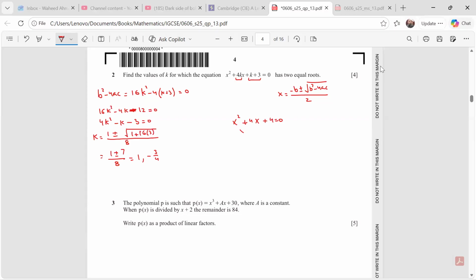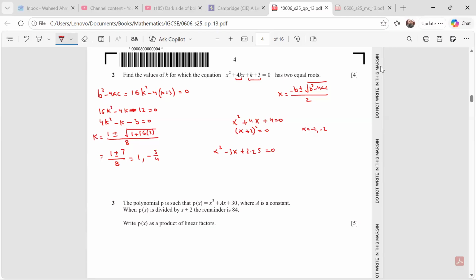And this is the same as (x + 2) whole square, right? So of course, both of the roots are x = -2. Okay, if I put the second value, -3/4, this equation will become x² minus 3x, and when k is -3/4, the constant will become plus 2.25 equal to 0, right?